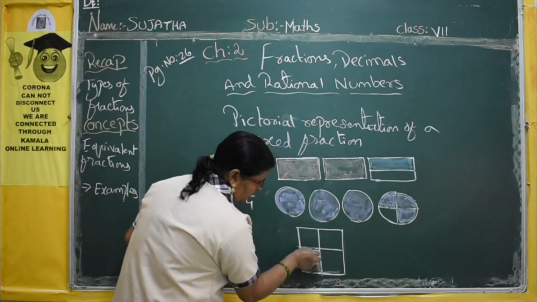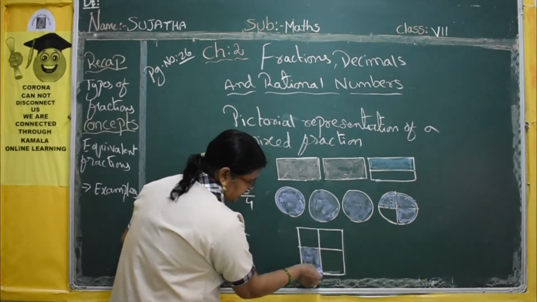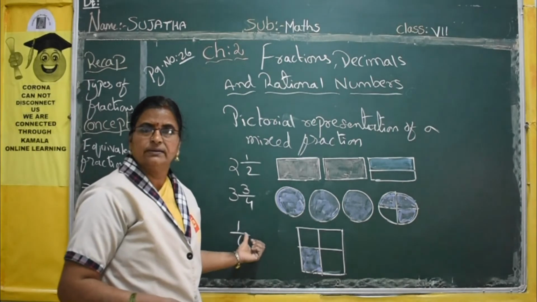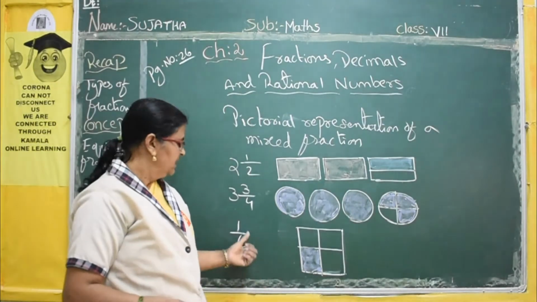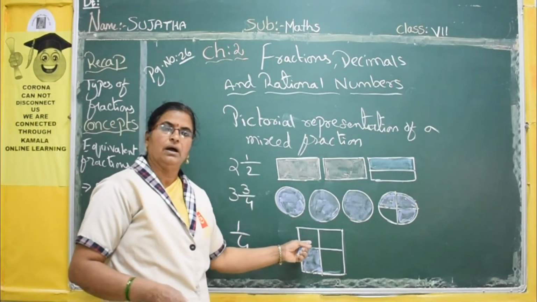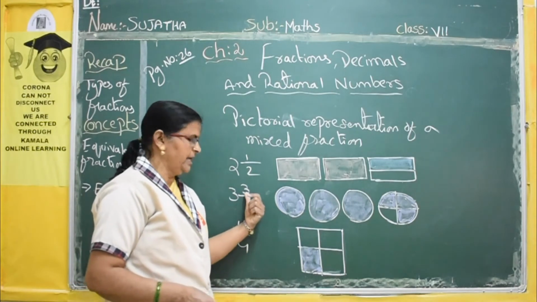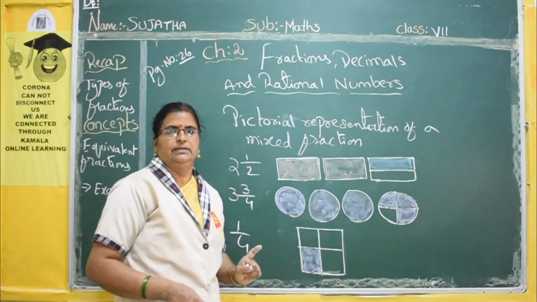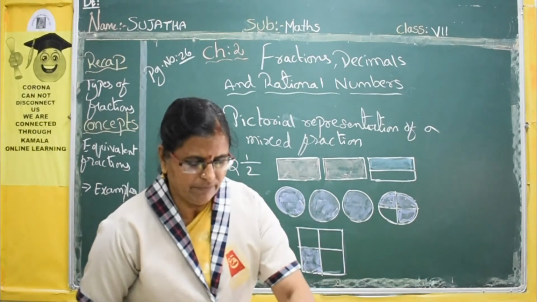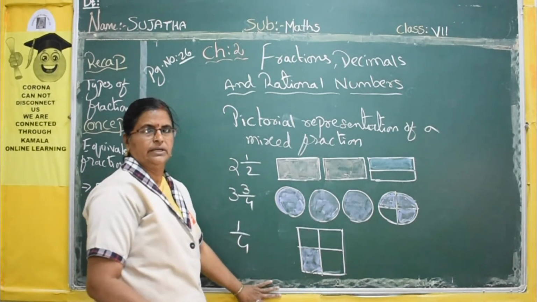Out of 4, how many parts did I shade, ma'am? Numerator is 1, that's why only 1 I shaded. If the numerator is 2, I'll shade 2. If the numerator is 3, 3 parts I will shade like that. Understood? I hope you understood this.